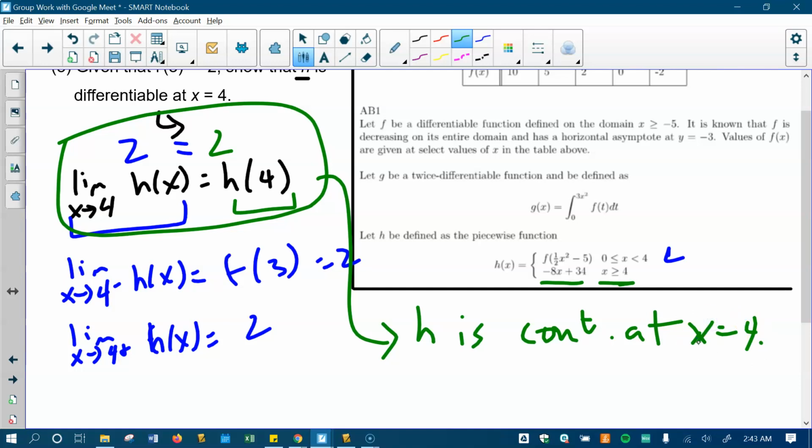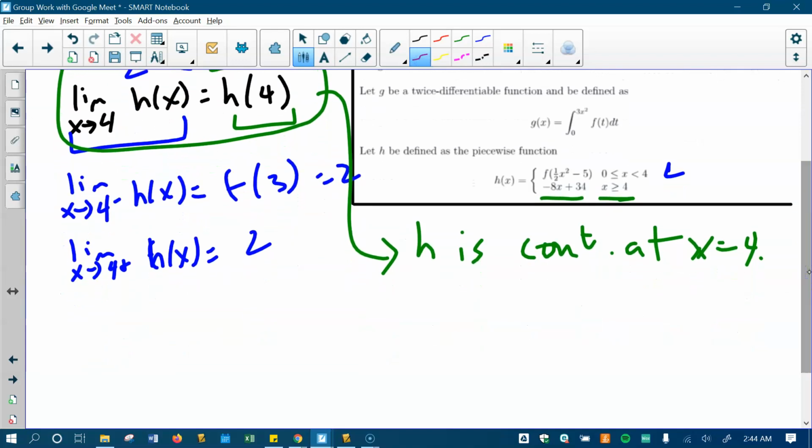Now I'm trying to show that the function is differentiable so I can keep going. Now that I know the function is continuous, it could still have a sharp corner or a cusp or anything of that nature, so now I need to see if the left-hand, right-hand derivatives are the same. So to do that, I'm going to do kind of the same thing. I need this equation to be true. I need the left-hand limit to be the same, and I need the right-hand limit to be the same.